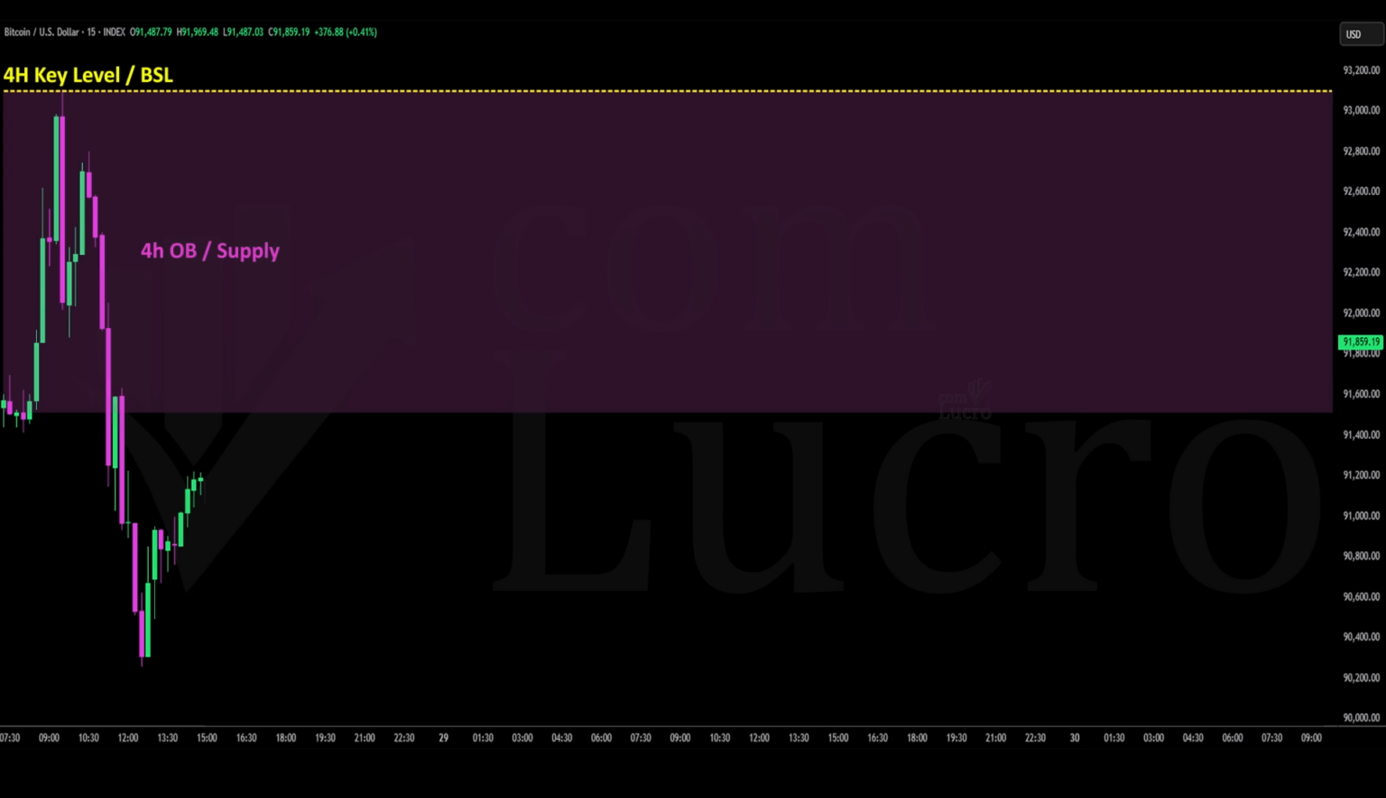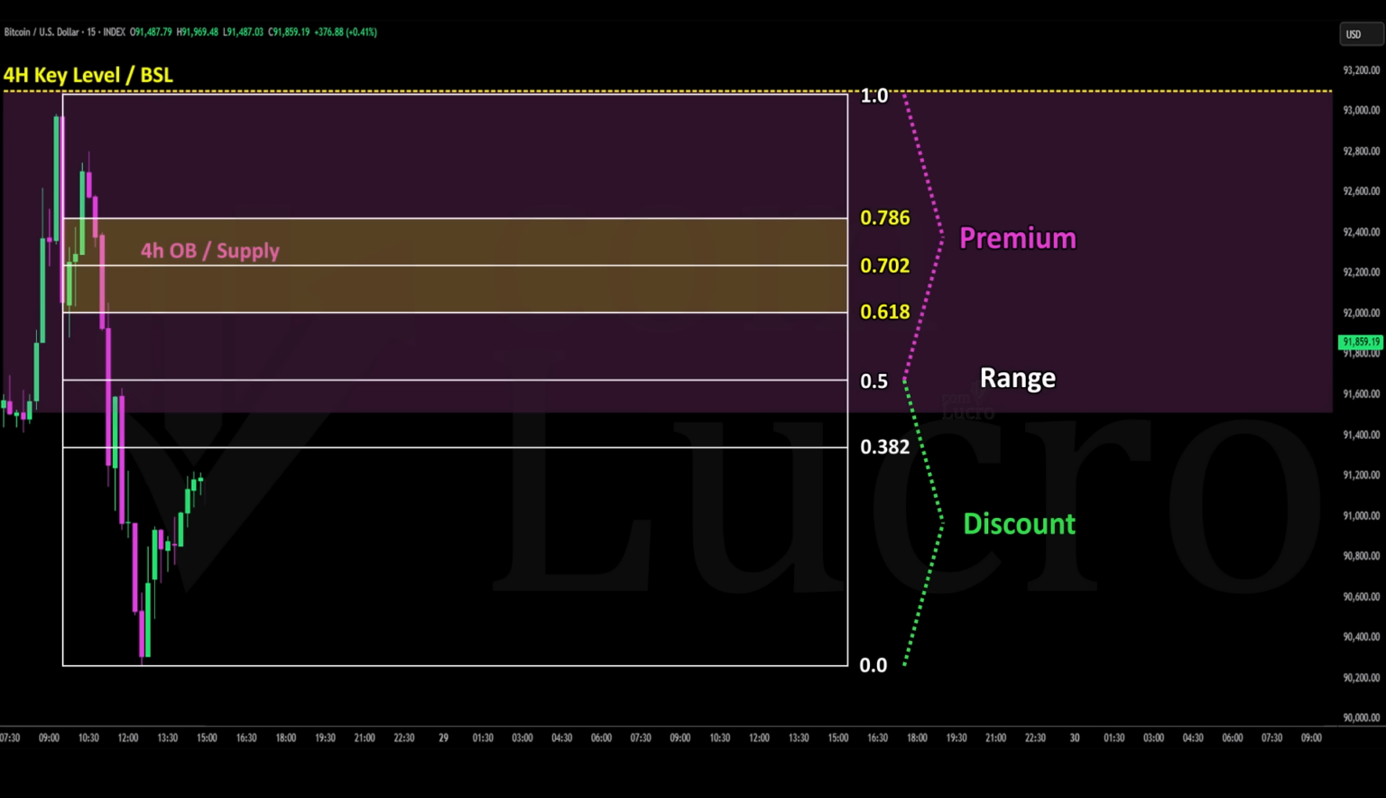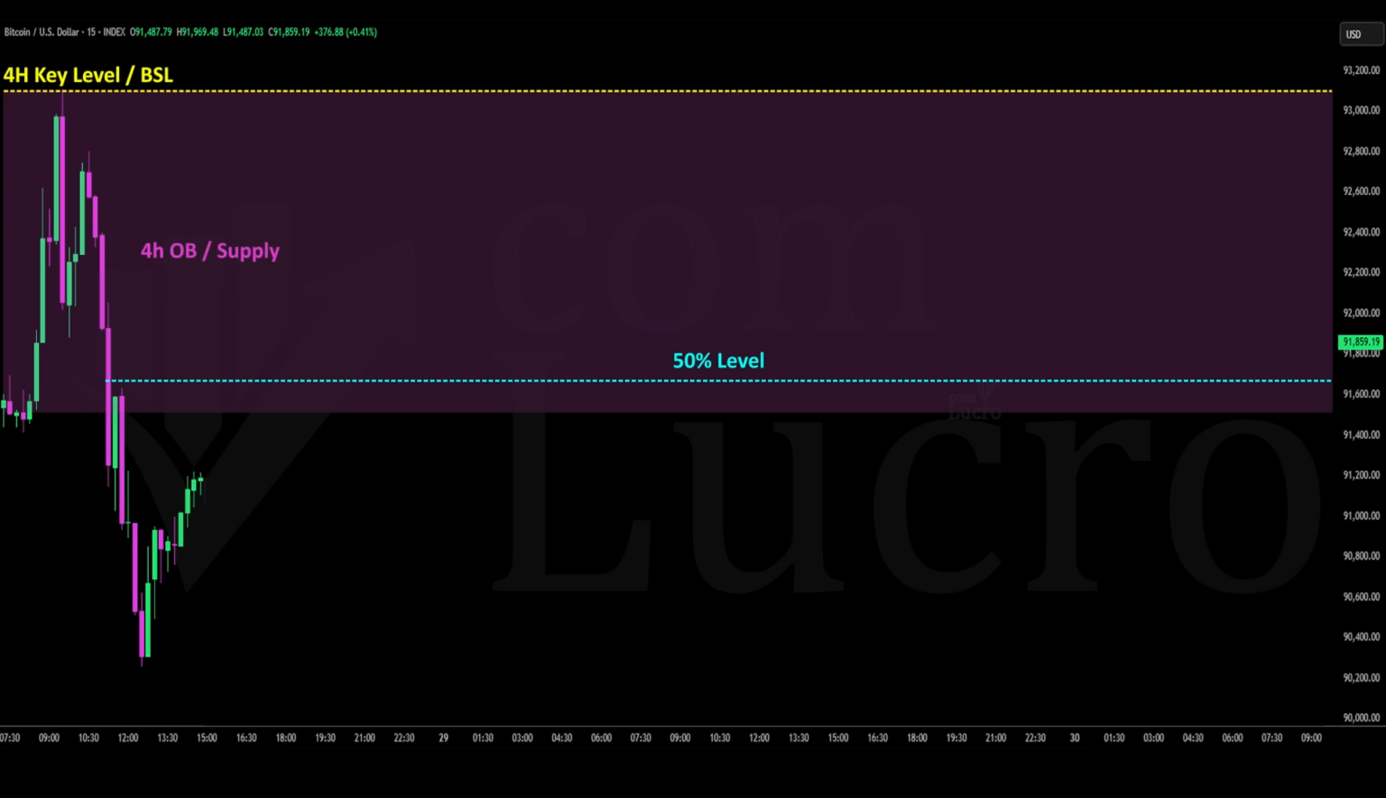the execution. Using the Fibonacci retracement tool, we mark the current trend range and wait patiently for price to retrace back into the 50% level. Since we are looking for a short position, we want to see price trade into the premium zone, which represents the upper half of the current range and provides a more favorable location for bearish continuation and improved risk-to-reward opportunities.